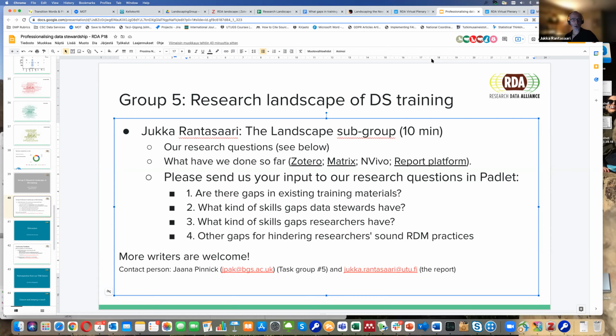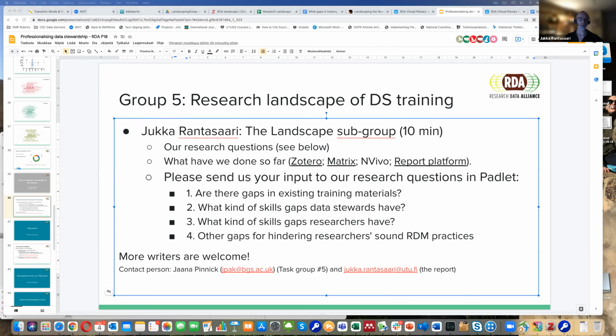The focus of our landscape subgroup is on charting the research landscape of the research data management skills needed by data stewards and researchers. We have collected and analyzed sources consisting of research papers, reviews, reports, training materials, presentations, web pages, etc. Based on these sources, we are now in the process of writing a report of the identified skills gaps of data stewards and researchers.